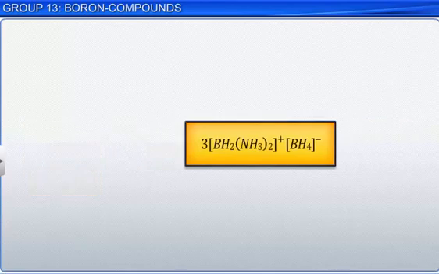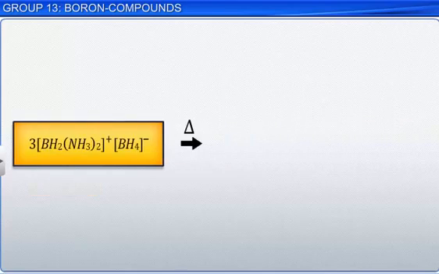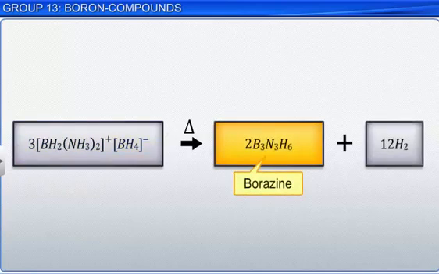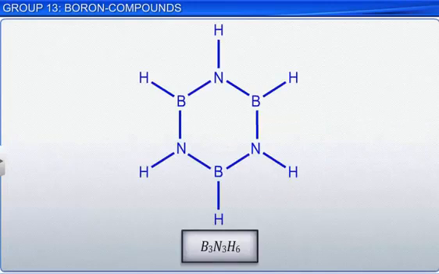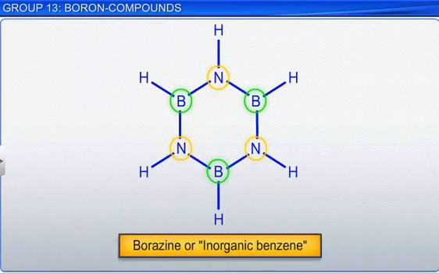When this substance is heated further, borazine, B3N3H6, is formed. Note the alternating boron and nitrogen atoms in the 6-membered ring of borazine. Since it resembles benzene structurally, it is called inorganic benzene.